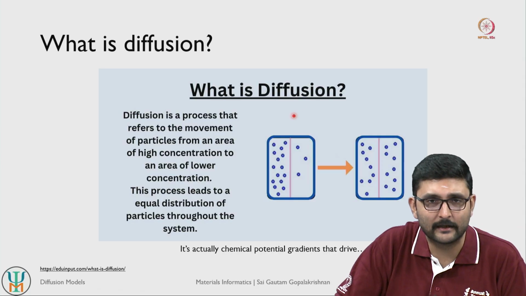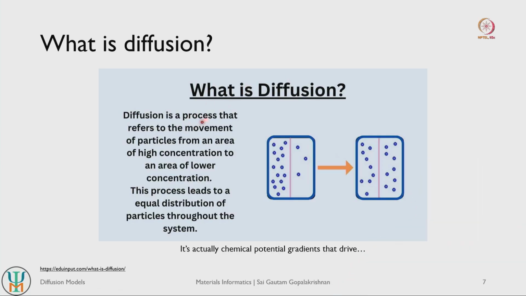Okay, so what is diffusion, right? If you look at the classic definition, it's a process that refers to the movement of particles, typically from a higher concentration to a lower concentration. So diffusion leads to an equal distribution of particles throughout the system. Let's say you start off with an ordered configuration like this. You have a high concentration region and a low concentration region. What diffusion does is make these concentrations the same across this boundary here. So it moves particles from this region to this region, and then makes the number of particles the same, right.